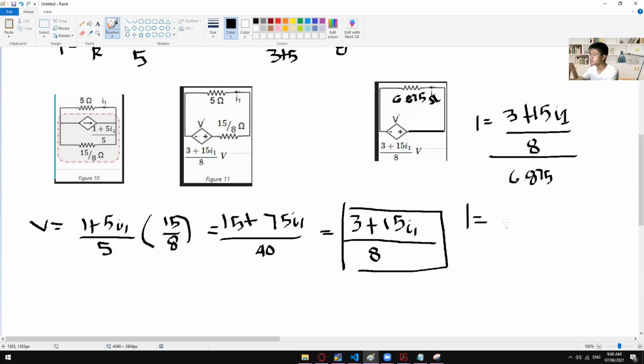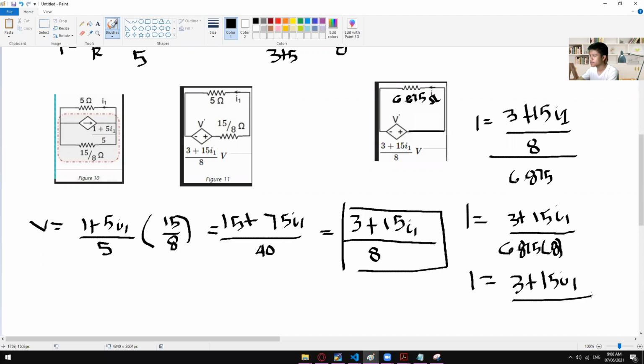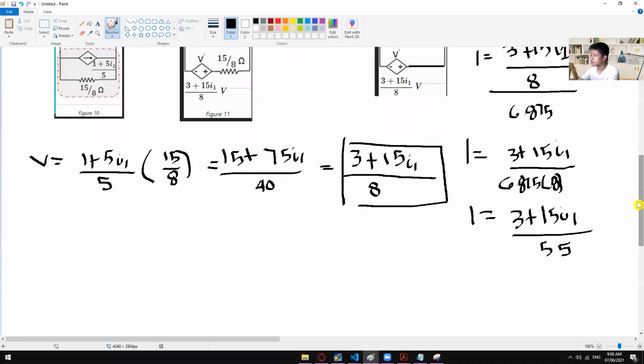Yeah. So 3 plus 15 I sub 1 divided by 6.875. Okay, I'll just put it right here. Times 8. Okay, will give us a result of... let me write this one for now. So 3 plus 15 I sub 1 divided by 6.875 times 8 will give us 55. Now, what's next?